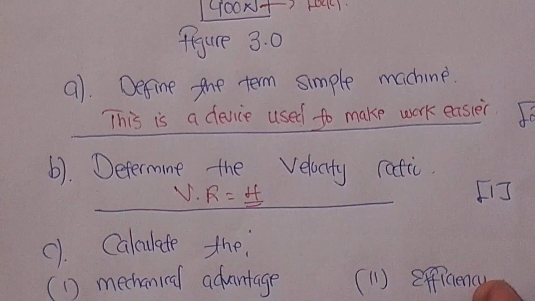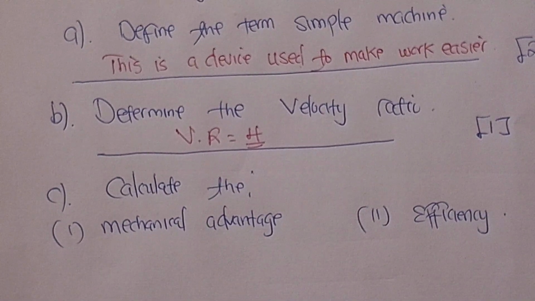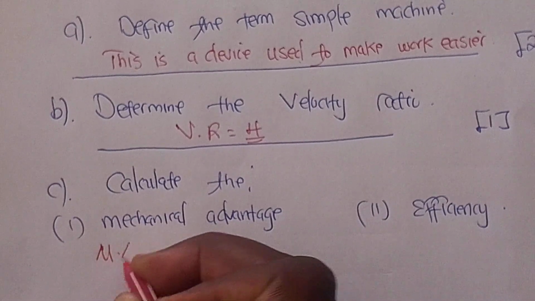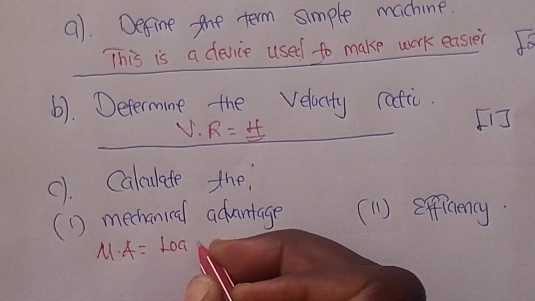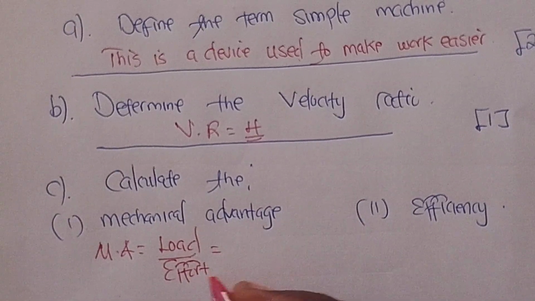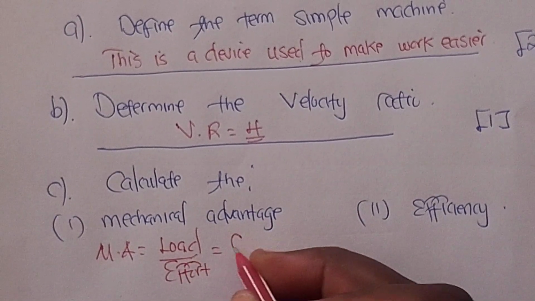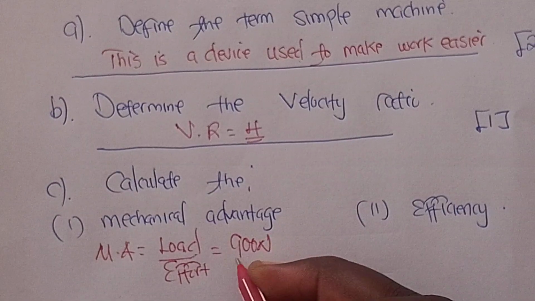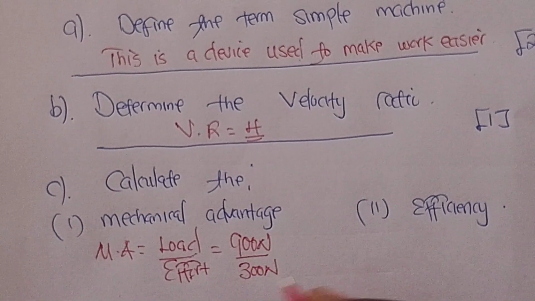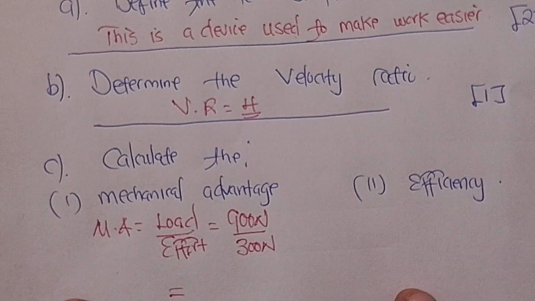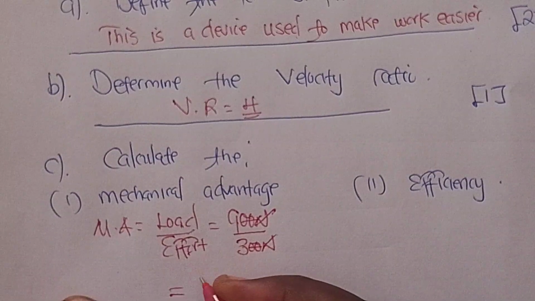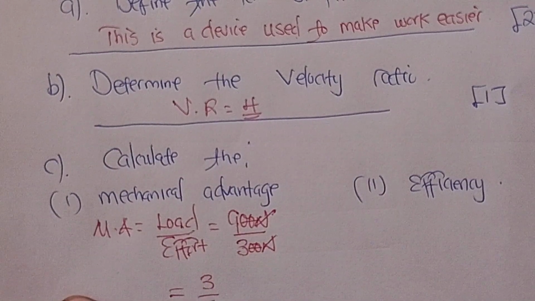Then the other question says calculate the mechanical advantage. So the mechanical advantage is given by the size of the load to the size of the effort. So here we're going to say, what is the load? The load was the downward force, which was 900 newtons, over the effort was 300 newtons. And then here we're now going to say Newton and Newton cancel, we cancel the zeros. So 3 into 9, it's a 3. So the mechanical advantage is a 3.